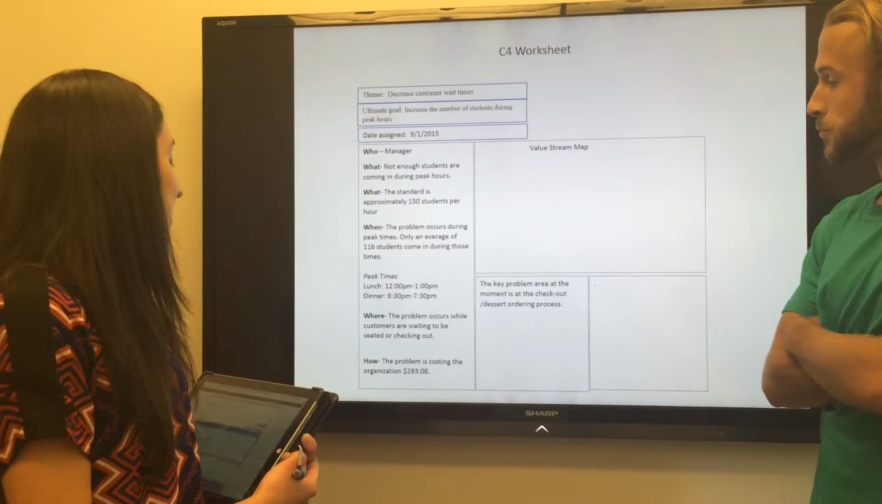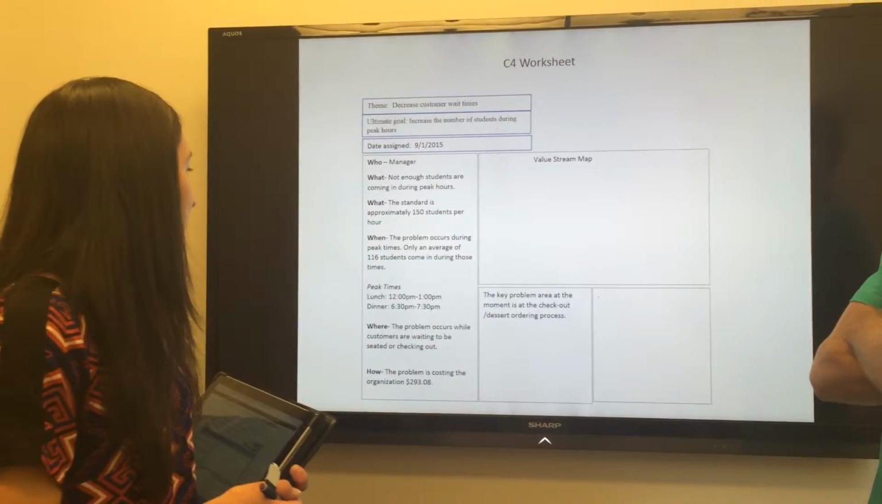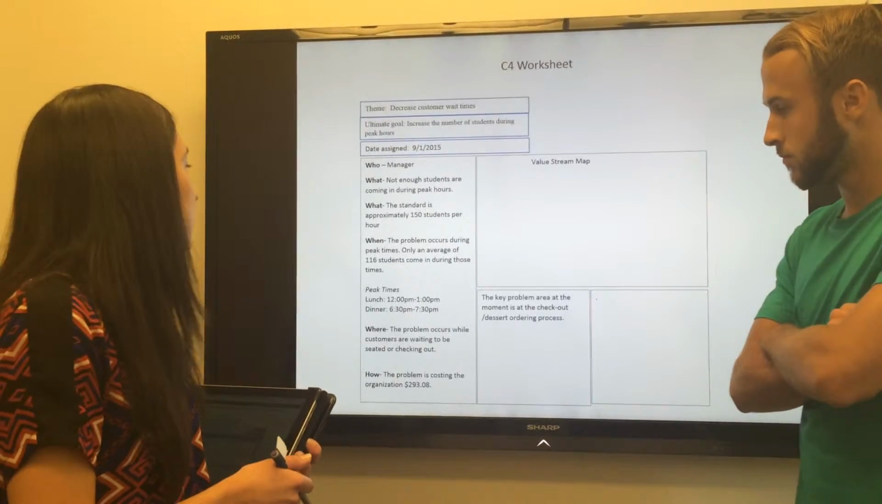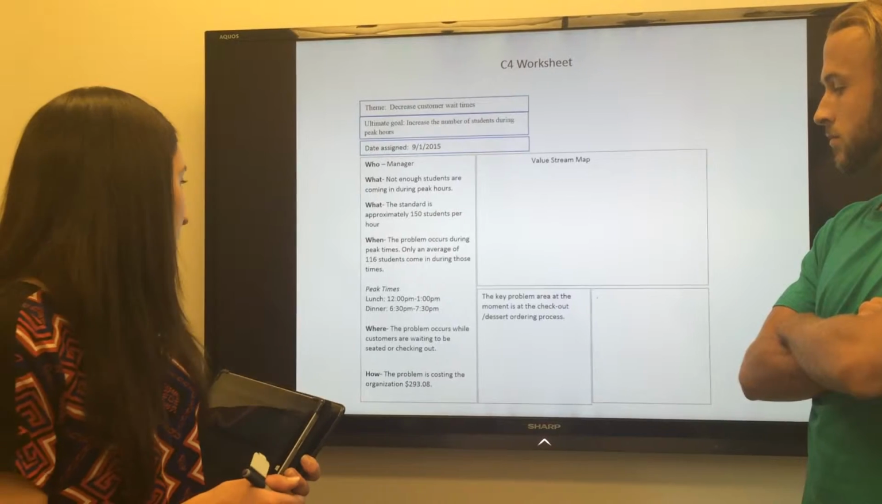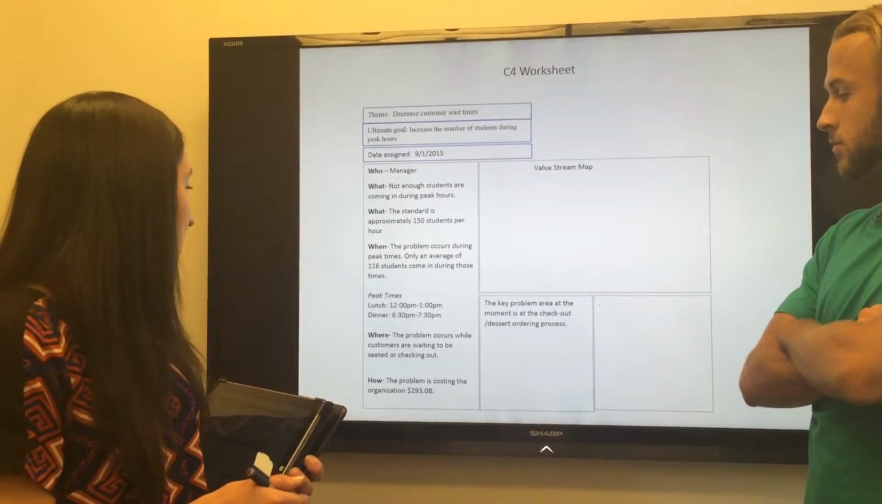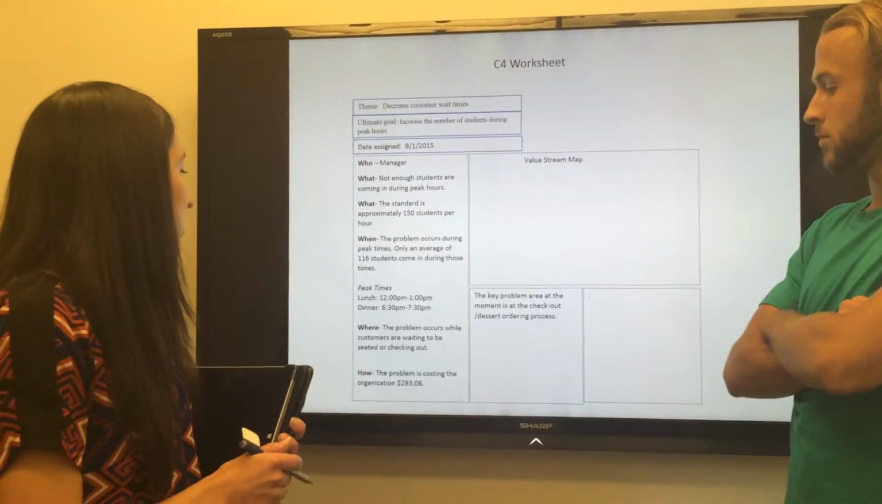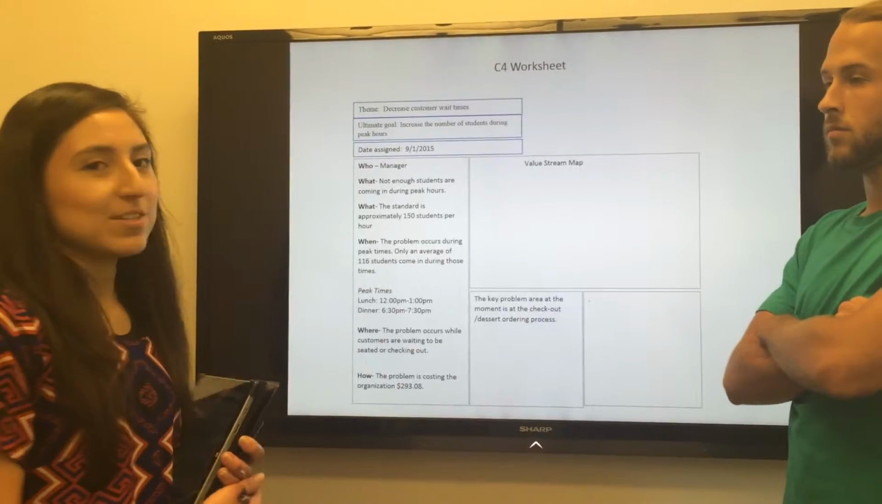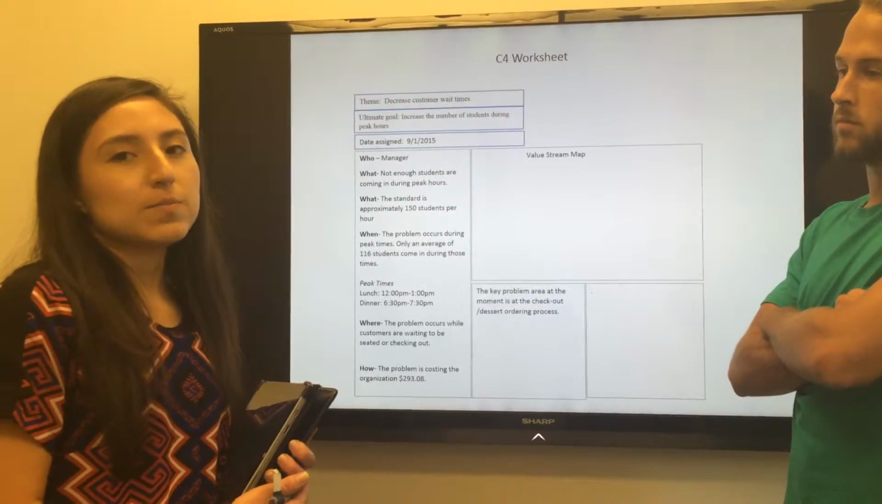116 students. The peak times for lunch are between 12 p.m. and 1 p.m., and dinner are between the hours of 6:30 p.m. and 7:30 p.m. The problem occurs during checking out times and when the customers are waiting to be seated. And how much this problem is costing us is around $300, since the average student spends around $8 or $9 per meal.